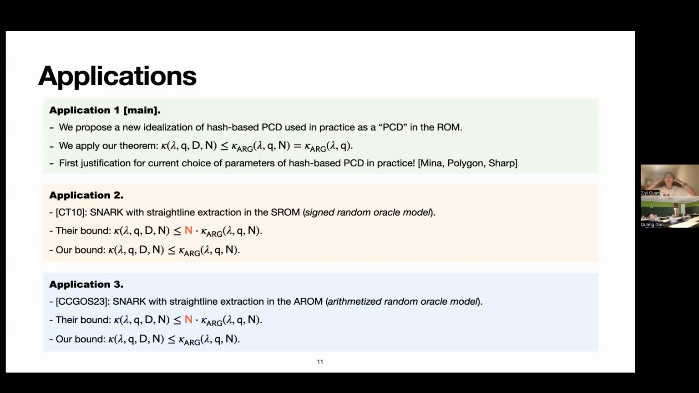And I guess final comments. I don't think Mina is doing hash-based PCD. It's using a Halo style PCD with accumulation. Okay, that I didn't know. I'll double check. Thank you.